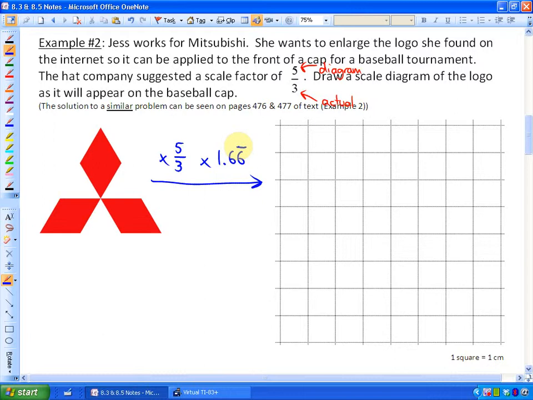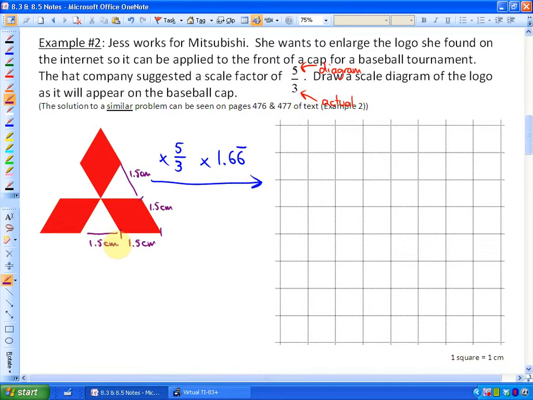So draw a scale diagram of the logo as it will appear on the baseball cap. If you are in my class and have the study guide, you may want to pull out a ruler, and in order to apply the scale, we have to know the measurements that we're going to apply it to. You'll notice here that all of these measurements are 1.5 centimeters. You can measure and confirm that yourself in the study guide.